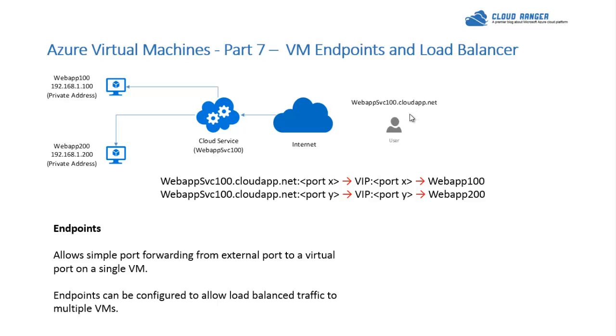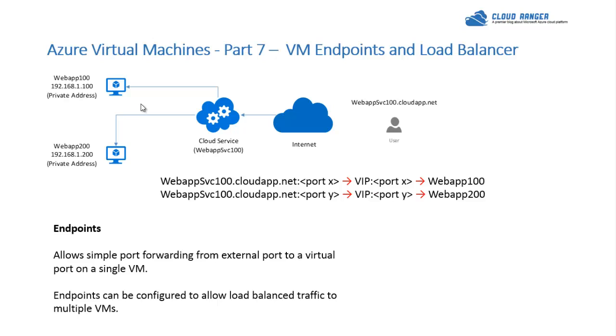Once it hits the cloud service here, it figures out, based on the ports, where it needs to go. So for example, if the user goes to webapp service 100.cloudapp.net at port X, which is pretty much the VIP going to port X, because this is the VIP, that port X will take you to webapp 100. Similarly, the only way you could go to this VM, webapp 200 over here, is if the user refers to this cloud service with a different port number. So it's the same IP address with a different port number that decides which one you'll end up going to.